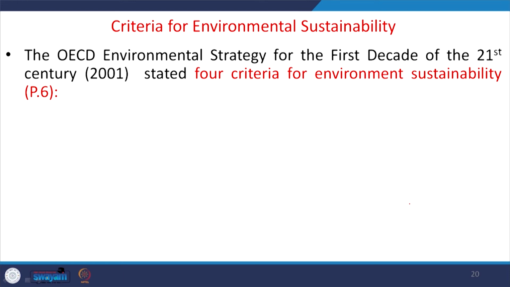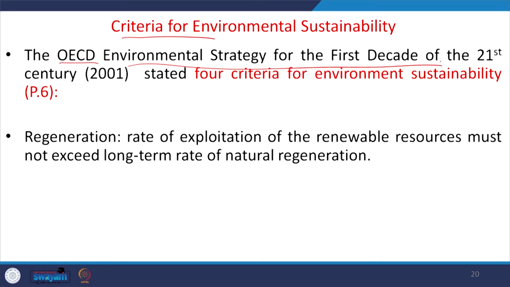So, now let us discuss the criteria for environmental sustainability. How environmental sustainability may be possible. So, we can take the case of the strategies by OECD. This is the environmental strategy for the first decade of the 21st century. It was an OECD publication in 2001, and this document states 4 criteria for environmental sustainability. What are these 4 criteria? So that environmental sustainability may happen, the first one is regeneration.